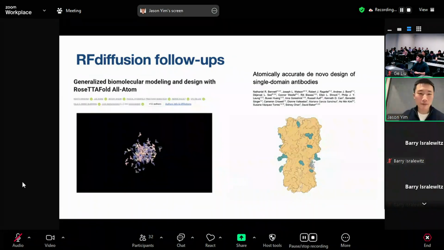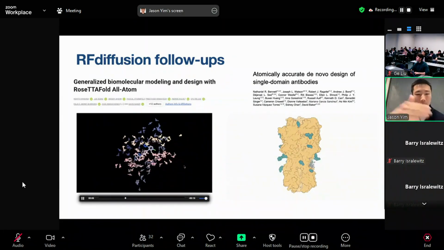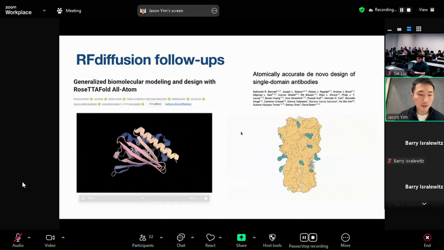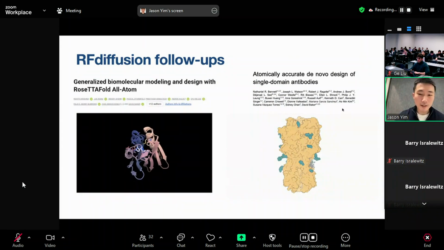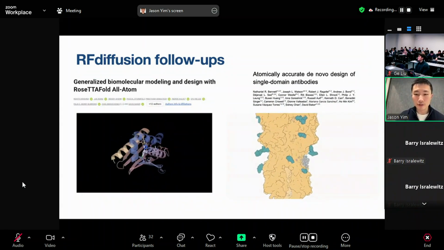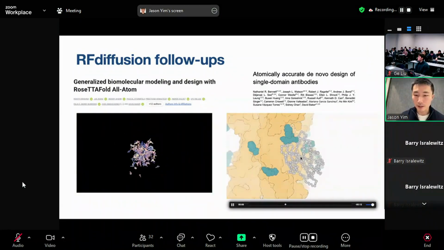And there's also been follow-ups where now we're doing all-atom diffusion, and there's going to be a follow-up after this where there's also flow matching, but that's going to come out I think sometime later this year. And then another big thing is antibody design, where we fine-tuned our diffusion to generate specific antibodies for the different target classes there.